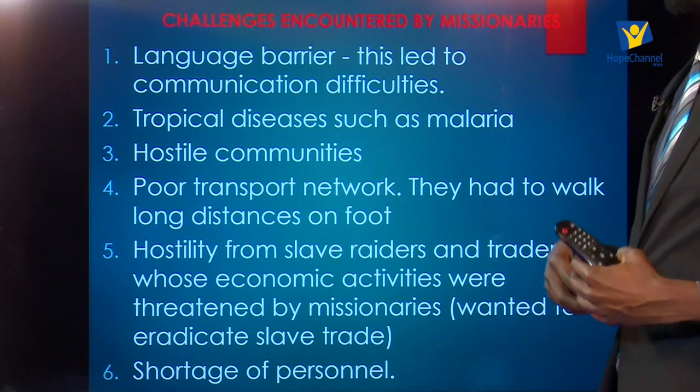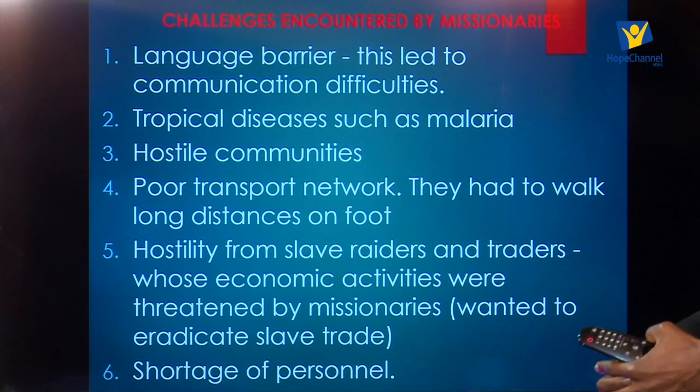Then there is another challenge which the Christian missionaries experienced: shortage of personnel. That is to mean they never had enough people to cover the vast regions of East Africa. East Africa is quite a large area, and having 2 or 3 or 10 or even 20 cannot suffice to cover the whole region. So shortage of personnel became a serious challenge because they needed backup. They needed to be sent more missionaries, and not everybody was willing to venture into such an exercise. And therefore, it became a challenge.